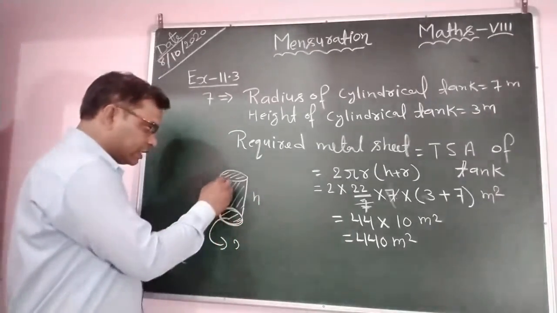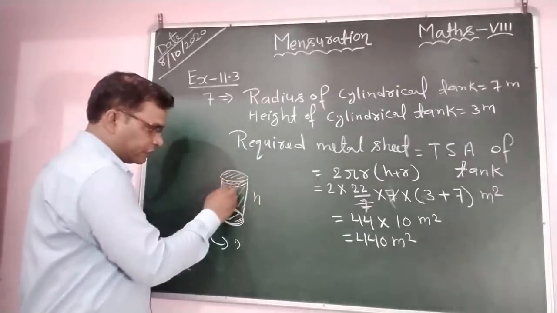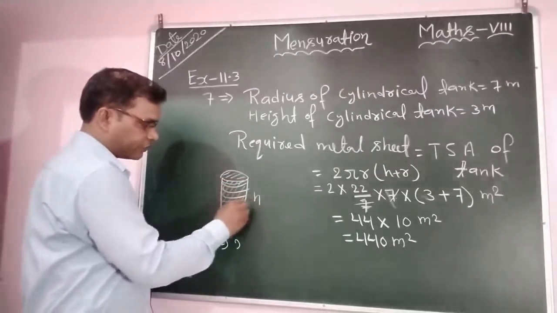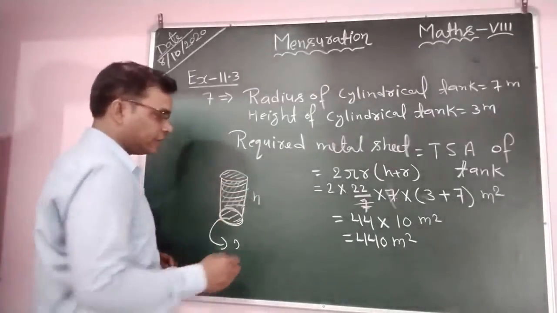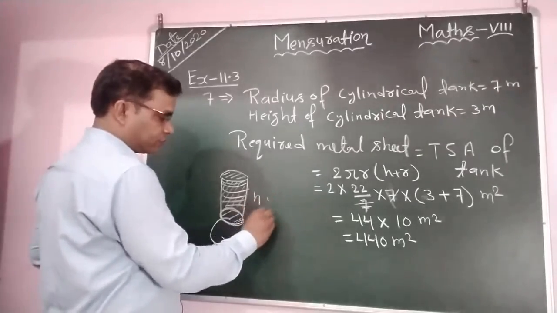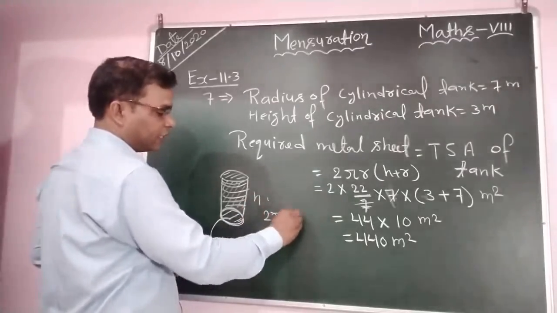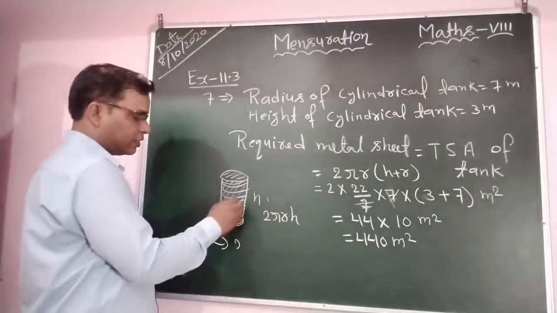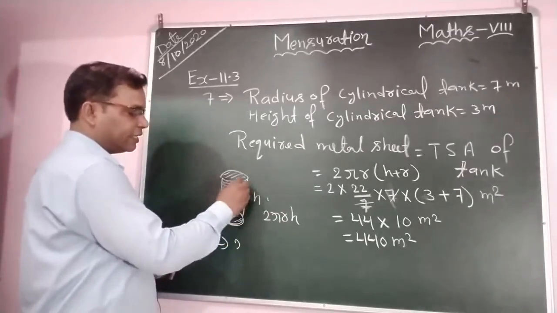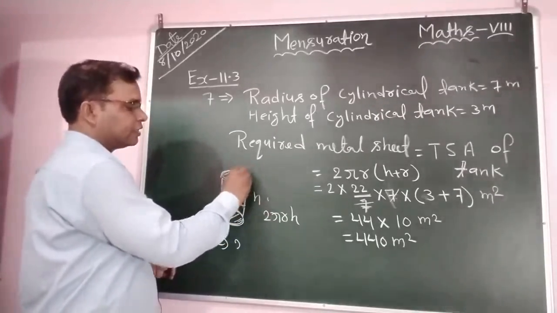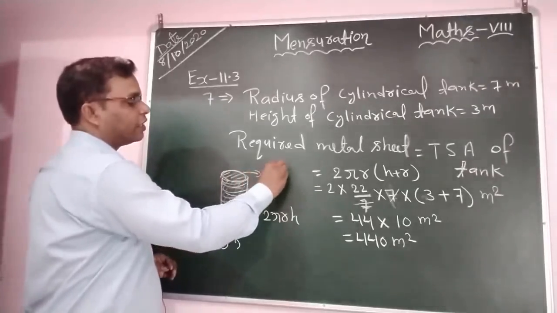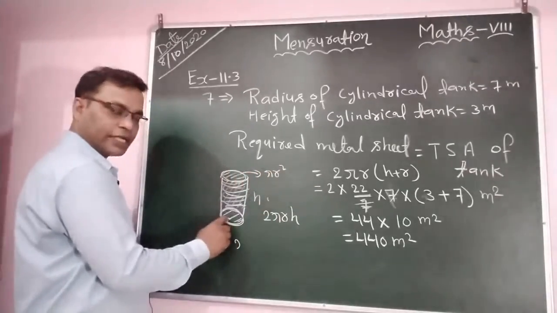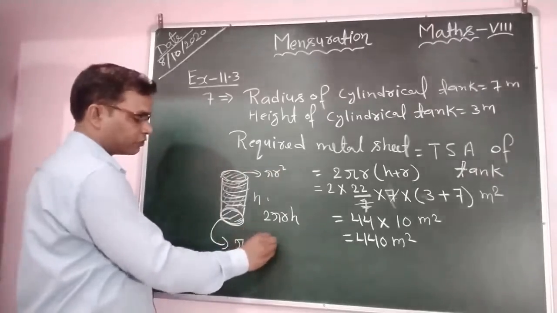In a cylinder, only this area is called the curved surface area of the cylinder. This area is called 2 pi rh, and this area is called pi r square, and this area is called pi r square.